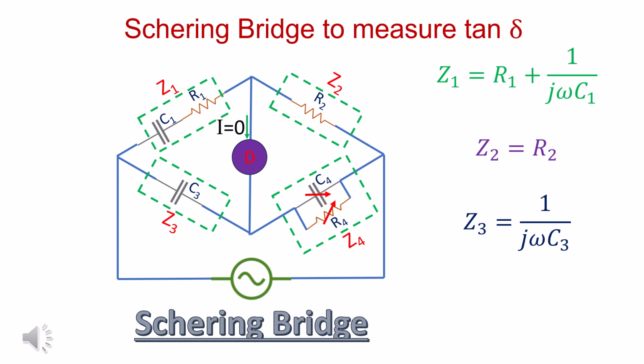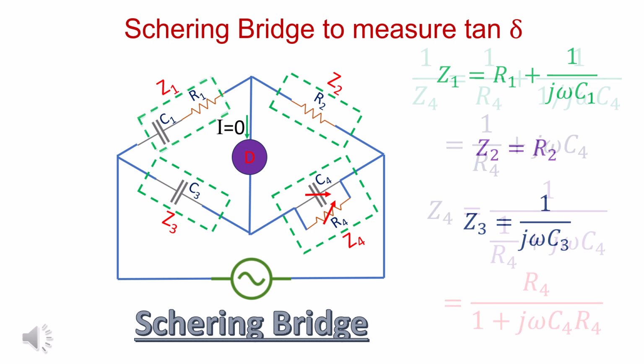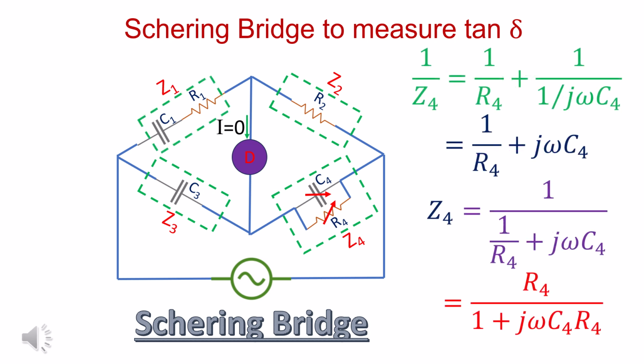Z1 is equal to R1 plus 1 by j omega C1. Z2 is equal to R2. Z3 is equal to 1 by j omega C3. 1 by Z4 is equal to 1 by R4 plus 1 divided by 1 by j omega C4, which is equal to 1 by R4 plus j omega C4. Z4 is equal to 1 divided by (1 by R4 plus j omega C4), which is equal to R4 divided by 1 plus j omega C4 R4.